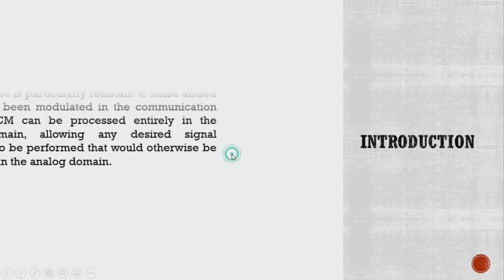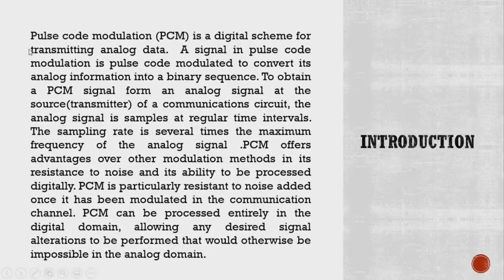For the introduction, as we know, pulse code modulation is a digital scheme for transmitting analog data. A signal in pulse code modulation is pulse code modulated to convert its analog information into a binary sequence. To obtain a PCM signal from an analog signal at the source transmitter of a communication circuit, the analog signal is sampled at regular time intervals. The sampling rate is several times the maximum frequency of the analog signal.